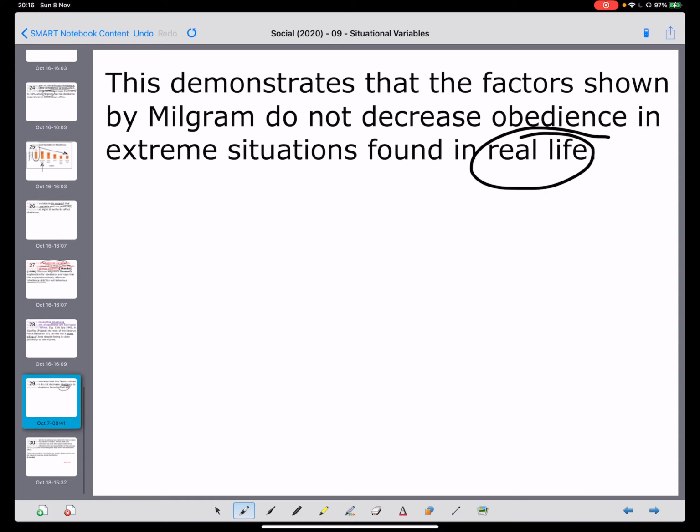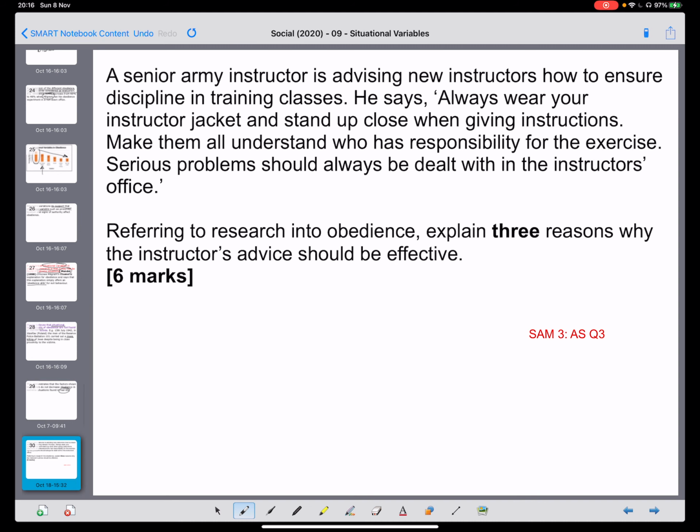Now I'm just going to show you one more question. I haven't got a written response to this, but I just want to point out that this is the type of question that they quite like to ask. So it says, referring to research into obedience, explain 3 reasons why the instructor's advice should be effective. So the key here is should be effective and 3 reasons. Now, of course, it doesn't necessarily say anything about situational variables. We have to read the scenario to find out that it is about situational variables.